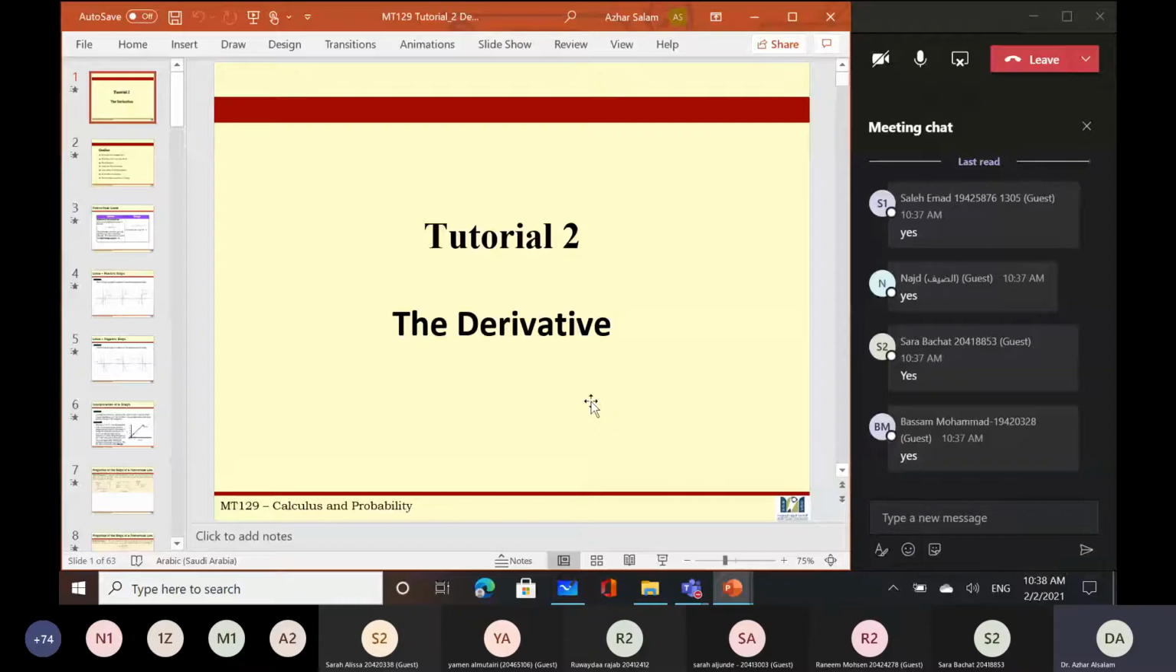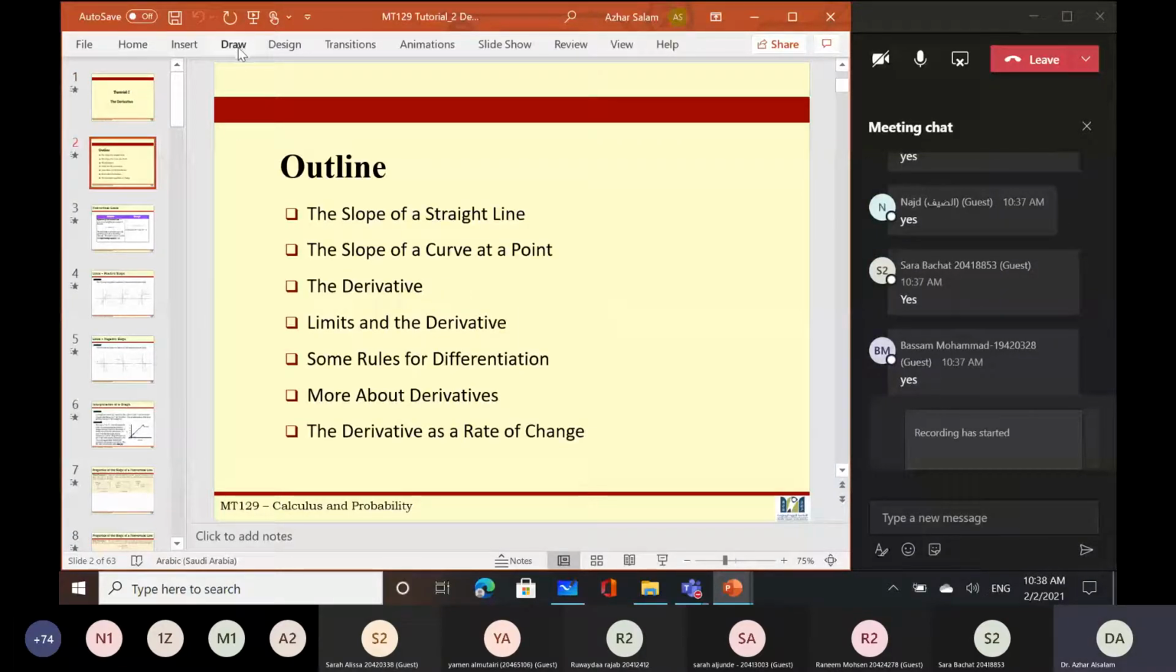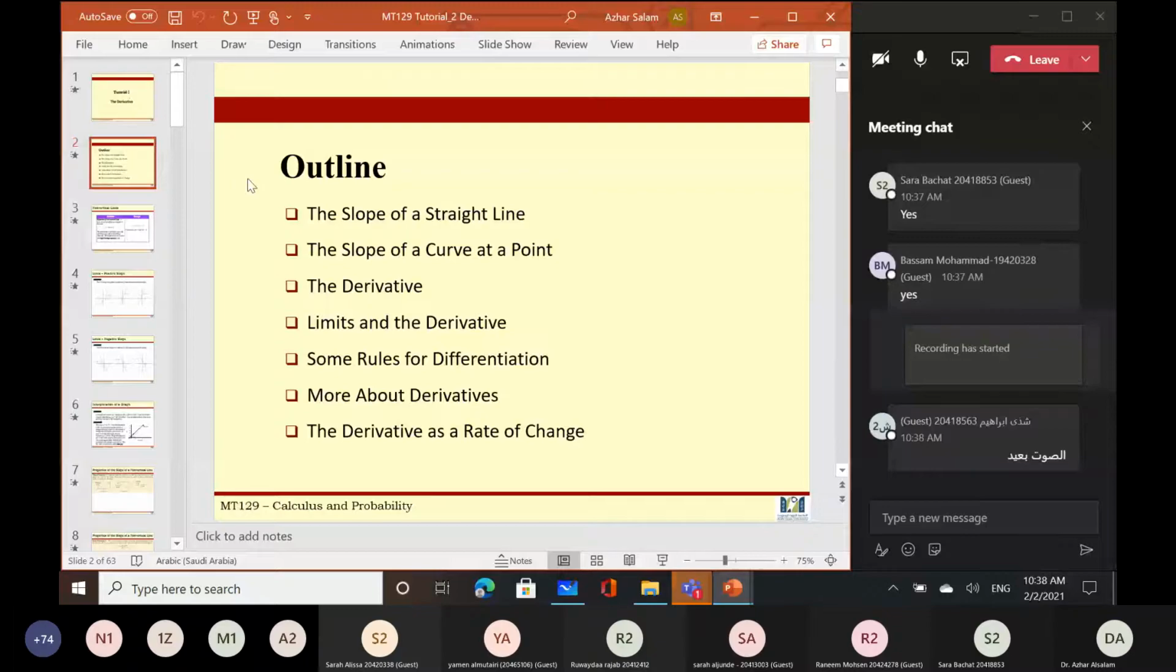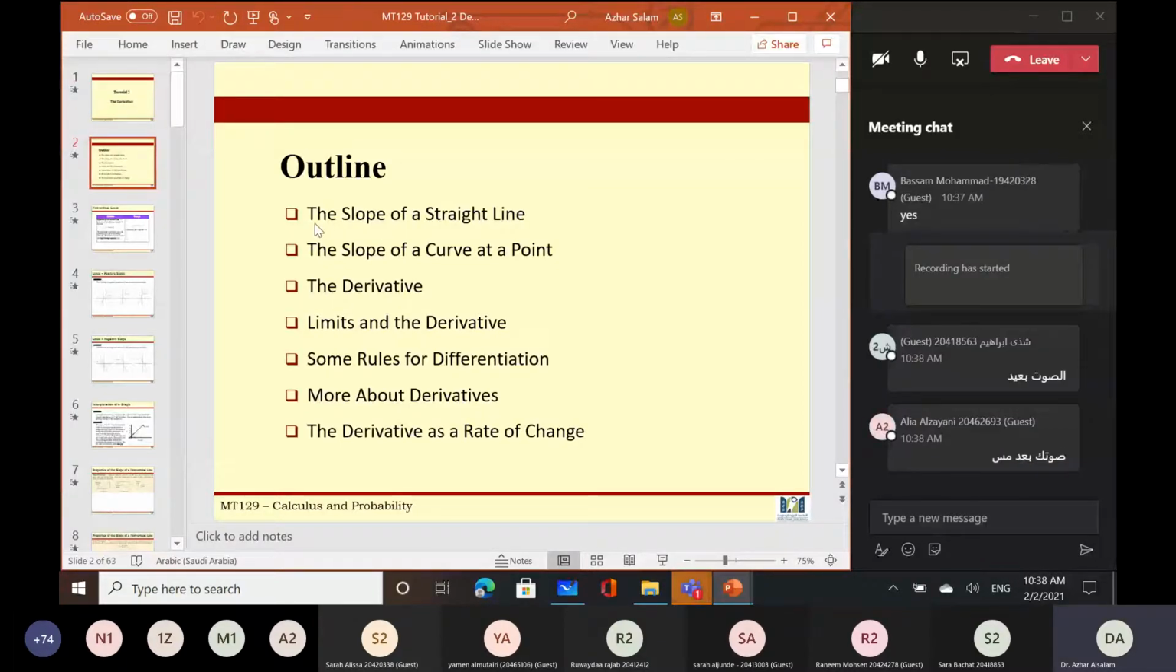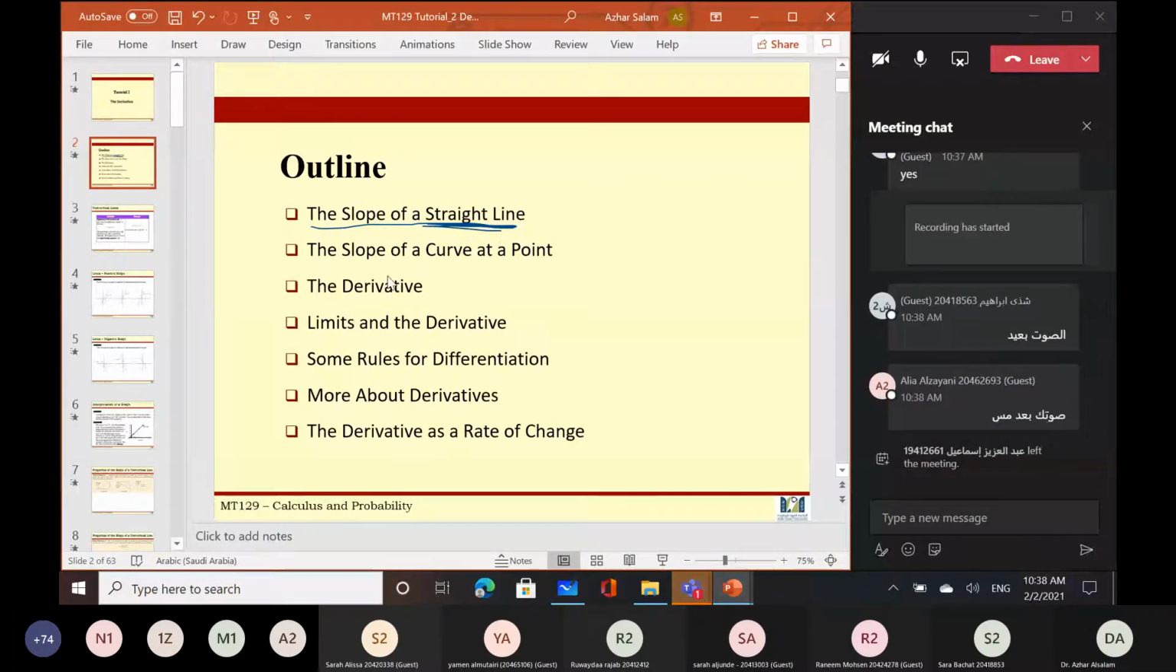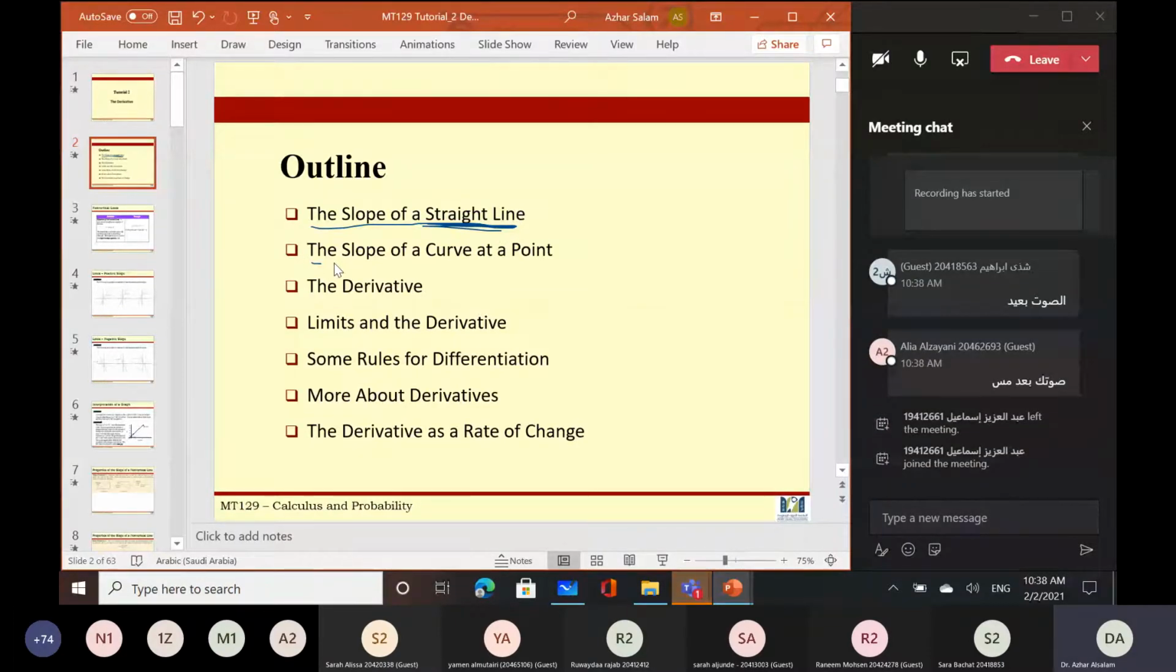Okay, in the derivative, we'll discuss these main topics. First, we will find the slope of a straight line. We will discuss the straight line like this. Then we will find the slope of a curve at a point using the straight line that we discussed first. We'll use this information to find the definition of the derivative of a function.